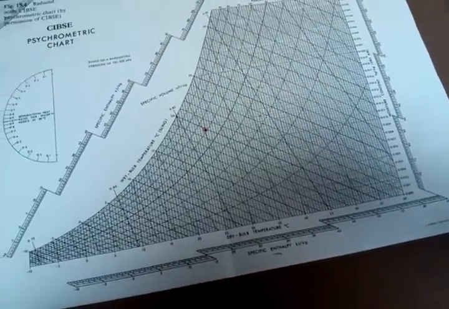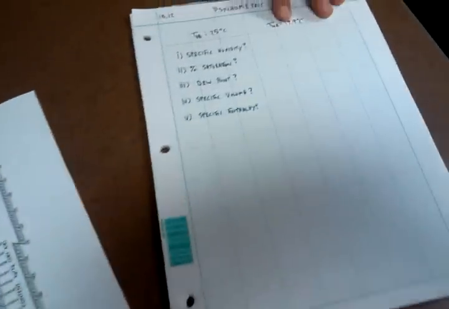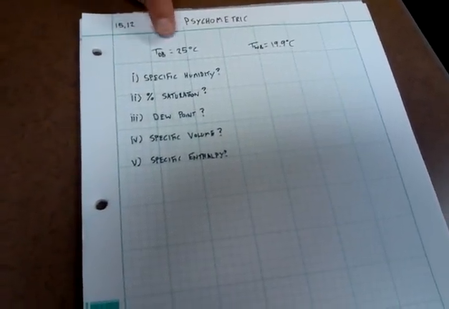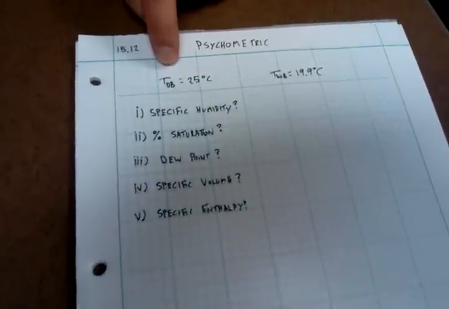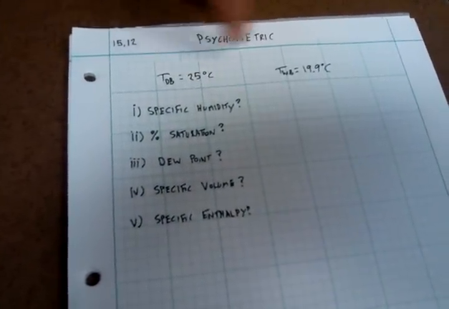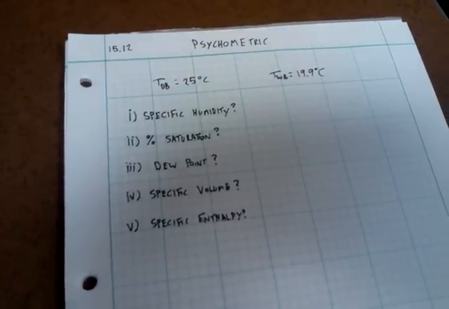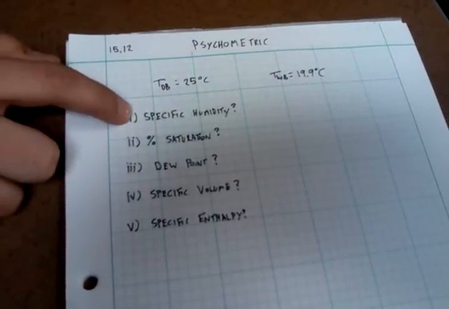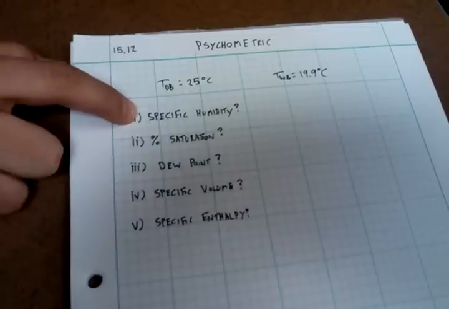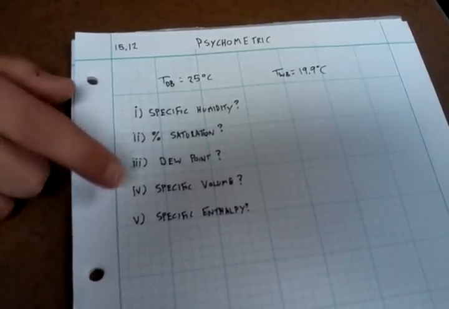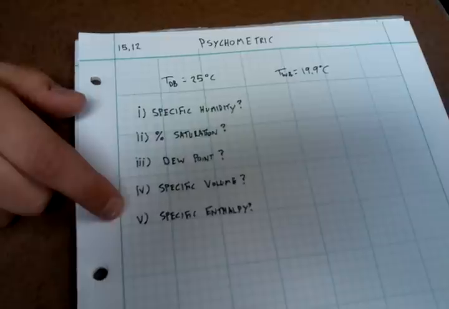We have a sample question from the book. You can try it yourself if you want to. It's question 15.12. You start with a dry bulb temperature of 25 degrees Celsius and a wet bulb temperature of 19.9 degrees Celsius. It wants to find the specific humidity, which is our moisture content, percent saturation, dew point, specific volume, and specific enthalpy.